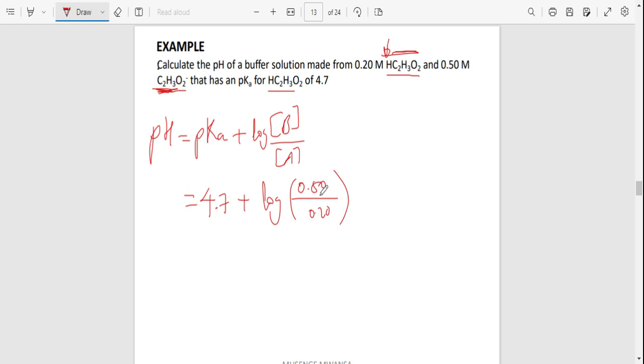So simply punch that on our calculators. Let me start with 0.50 divided by 0.20. The answer I get, and then I'm going to say log of that answer. So this is going to give us 4.7 plus 0.3979. And then the answer that we found here, we are going to add to the 4.7. This is going to give us about 5.0979, which we can simply give as 5.1. So this is going to be the pH of the solution then.